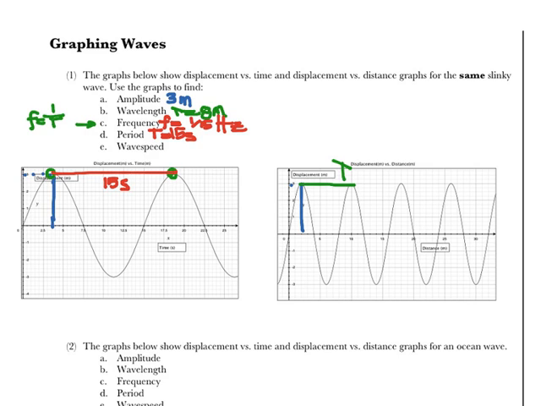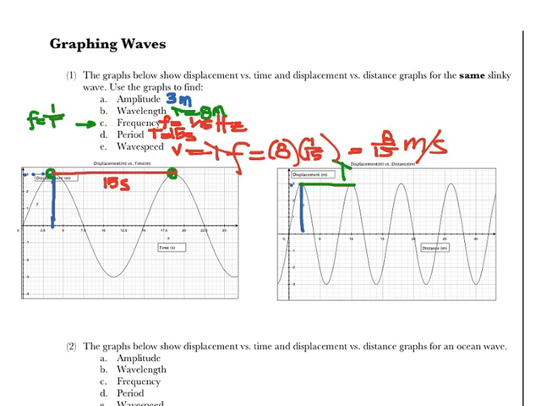And then for wave speed, we're going to use v equals lambda f. In this case, our wavelength is 8 meters, and our frequency is 1 over 15, and so our wave speed is 8 over 15 meters per second.